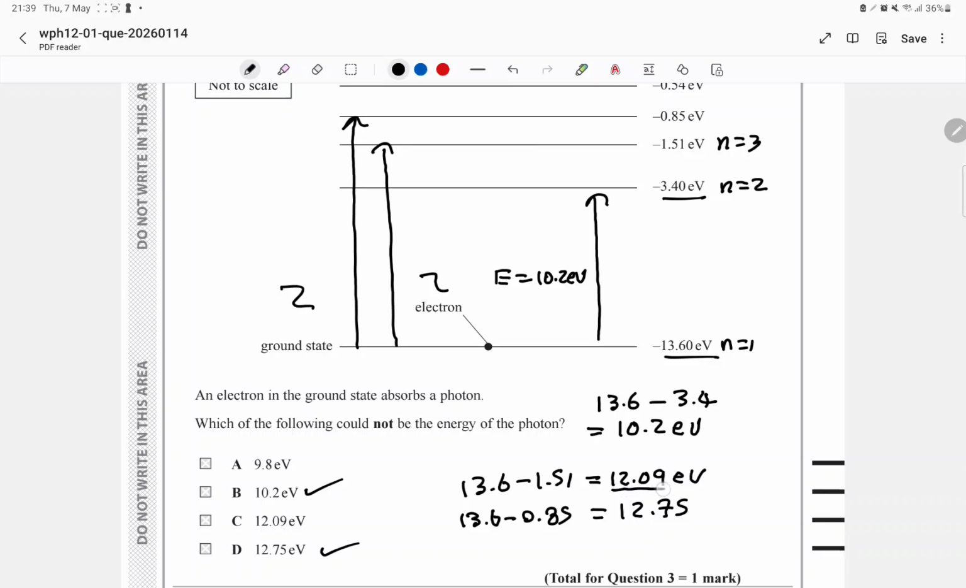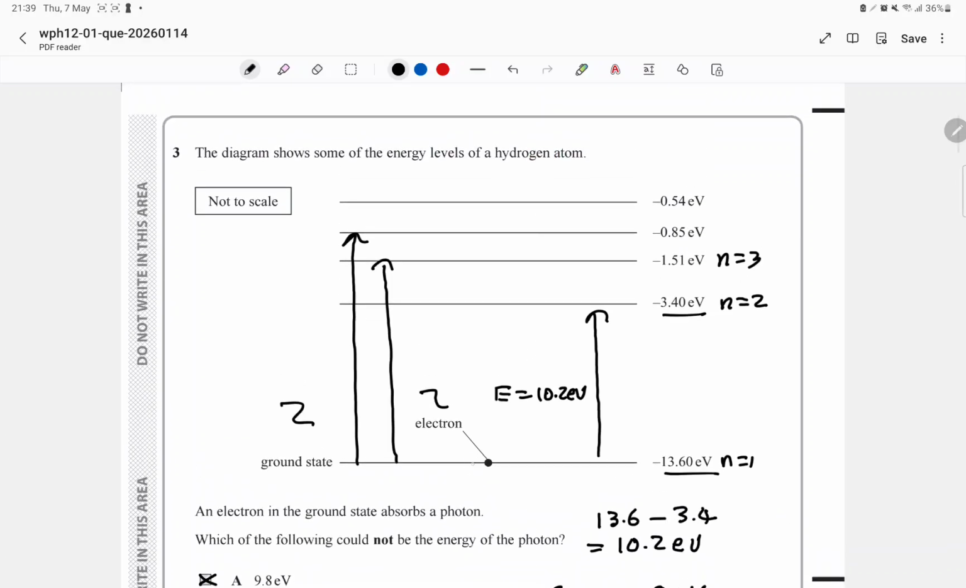It could also absorb a photon with 12.09. So all of these are possible. So we could just do process of elimination if we're lazy and say therefore A is correct. However, let's do this properly and see what the final transition is. And that is from n equals 1 to n equals 4. Or n equals 5 actually, this will be.